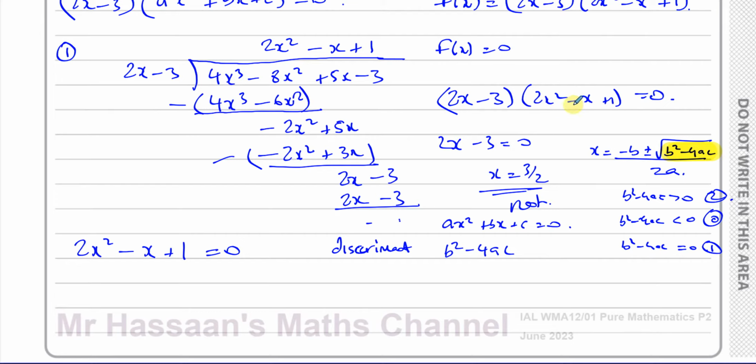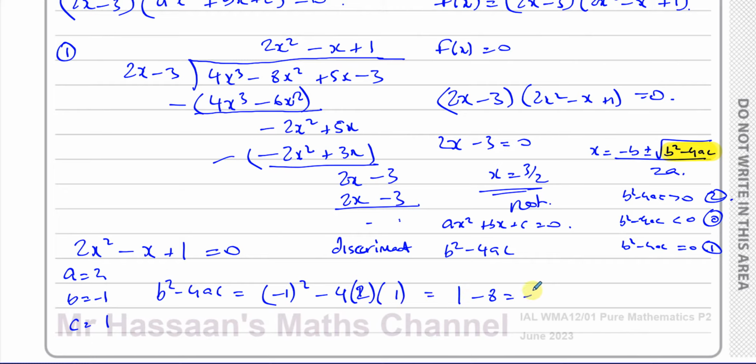Okay, but we've got to show that there's only one real root, which is the one that's already given to us. All right, x equals 3 over 2, the one where we know that 2x minus 3 is a factor. So this should have no roots if there's one real root. So now for the discriminant, we're going to say a is equal to 2 and b is equal to negative 1, the coefficient of x, and c is equal to plus 1. So b squared minus 4ac is equal to minus 1 squared minus 4 times 2 times 1. That gives you 1 minus 8, which is negative 7.